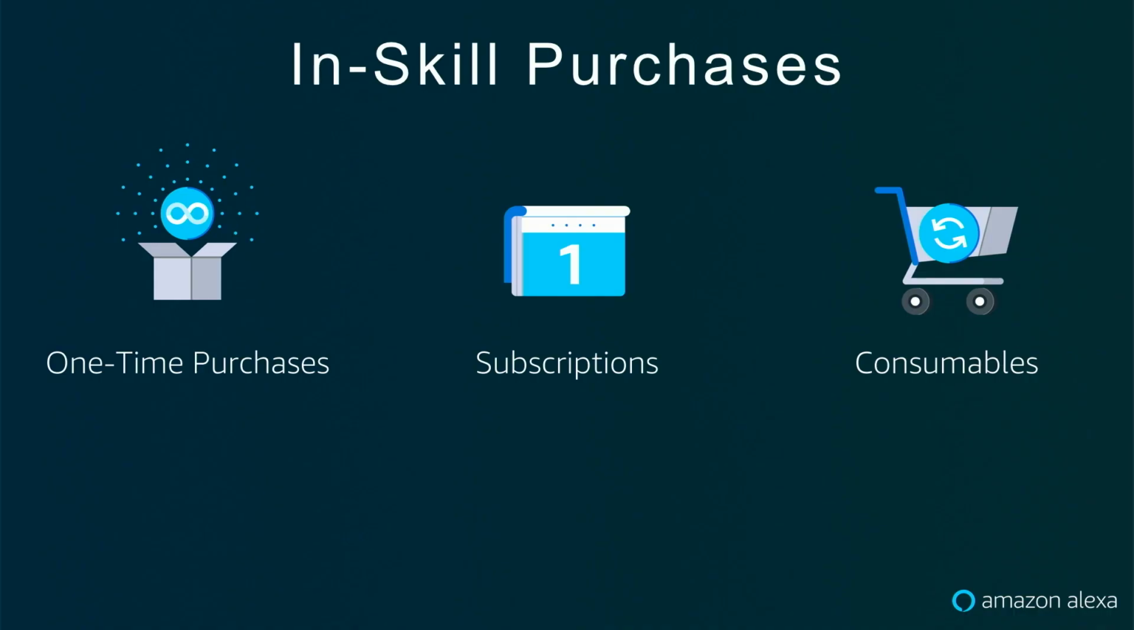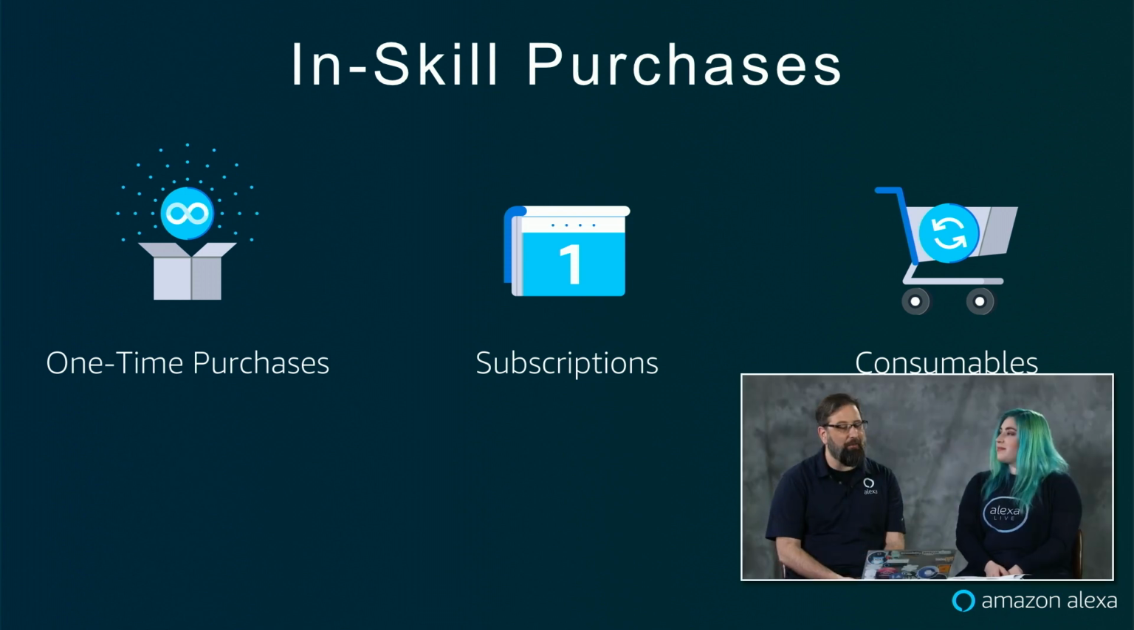So the next part about being relatable is making sure that you do things in context, when the user is ready for it, at the right time. In-skill purchasing is a great example of this because I've seen both extremes, where people put their in-skill purchases way deep into the skill where people never even find it, or they put them way up front and don't explain the value of what you're delivering.